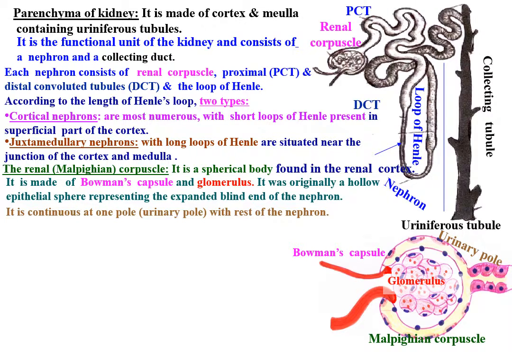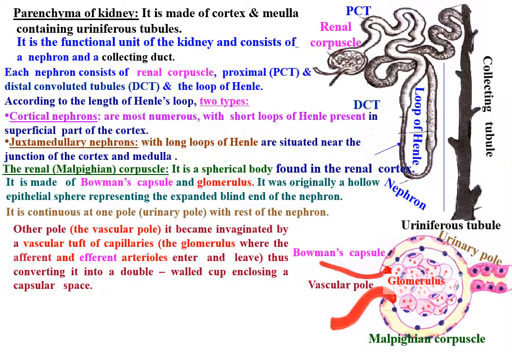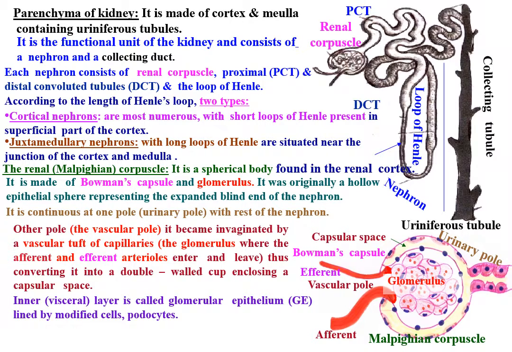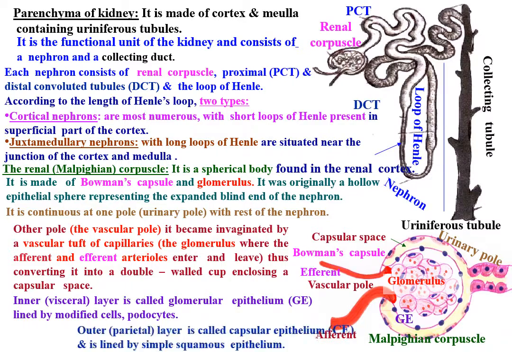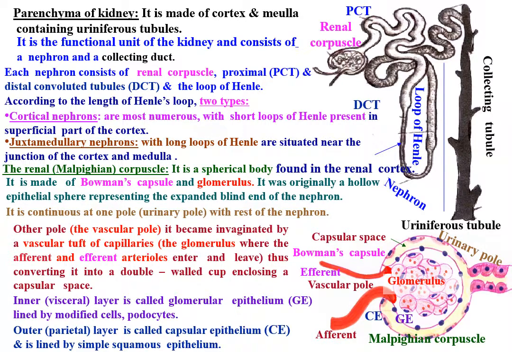At the other pole, the vascular pole, it became invaginated by a vascular tuft of capillaries, the glomerulus, where the afferent and efferent arterioles enter and leave, thus converting the Bowman's capsule into a double-walled cup enclosing a capsular space. The inner or visceral layer is called the glomerular epithelium and is lined by modified cells, the podocytes, while the outer or parietal layer is called capsular epithelium and is lined by simple squamous epithelium.